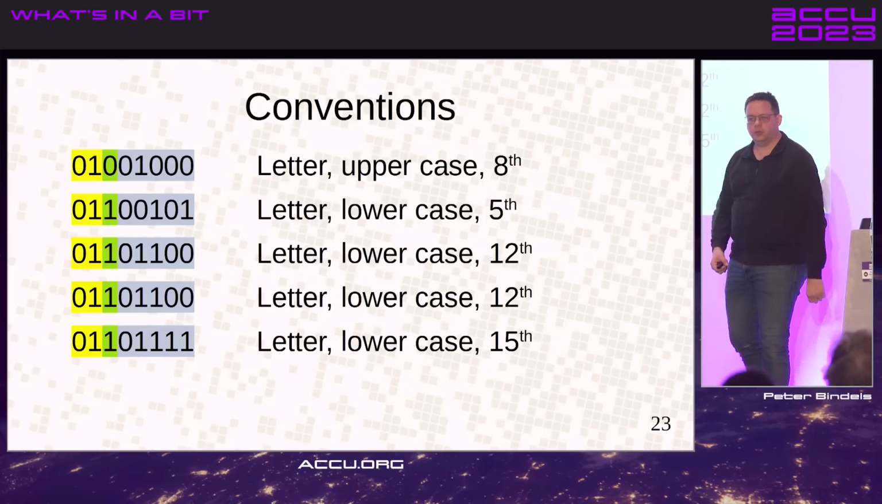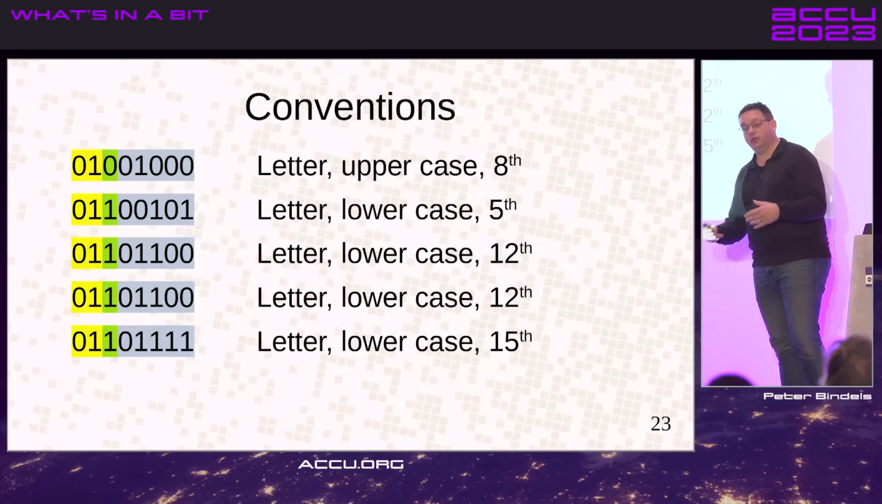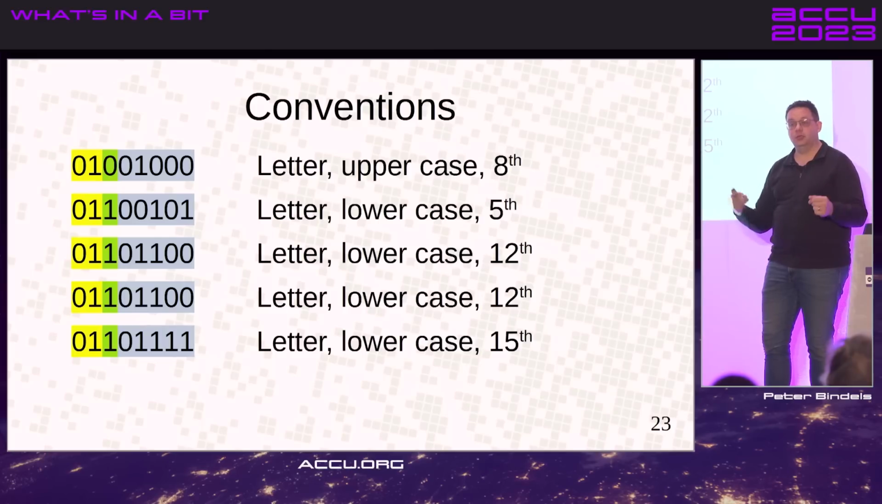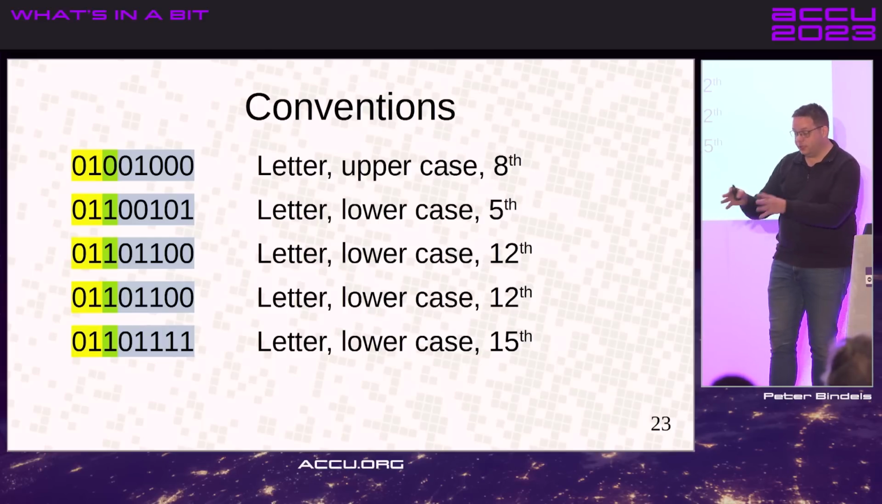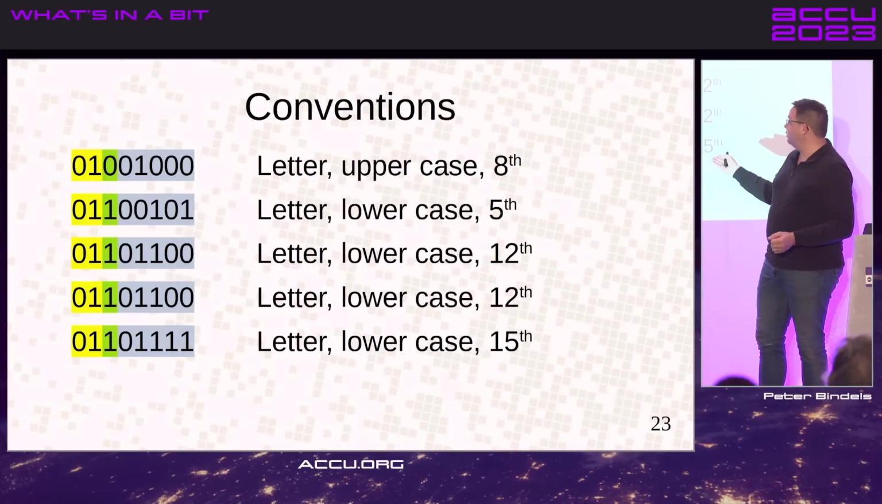If it's a 0, 1, it's a letter. The next bit will then, if it's a letter, indicate if it's upper or lowercase. If it's a 0, it's uppercase. If it's a 1, it's lowercase. The next 5 bits tell us which character it is. And these are just in the order of the alphabet.